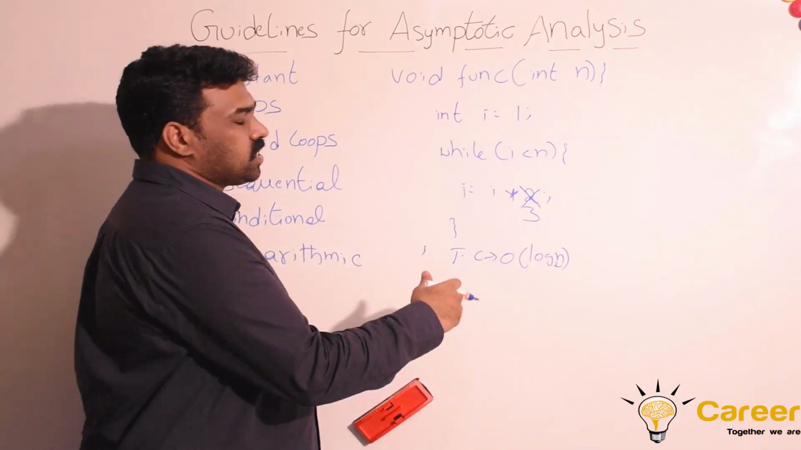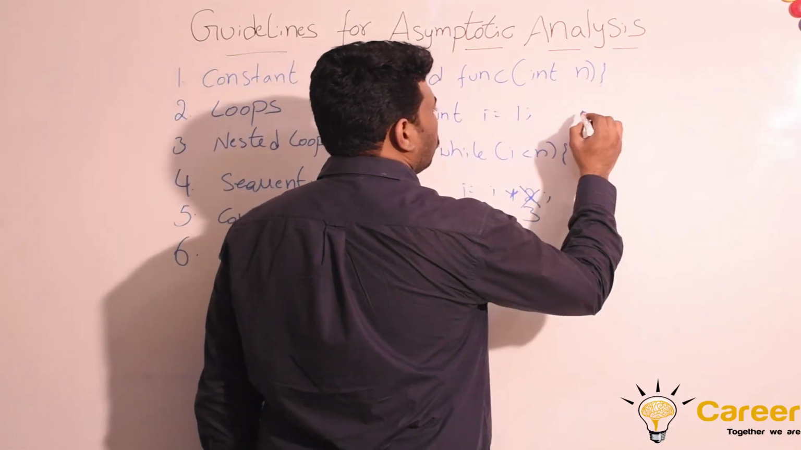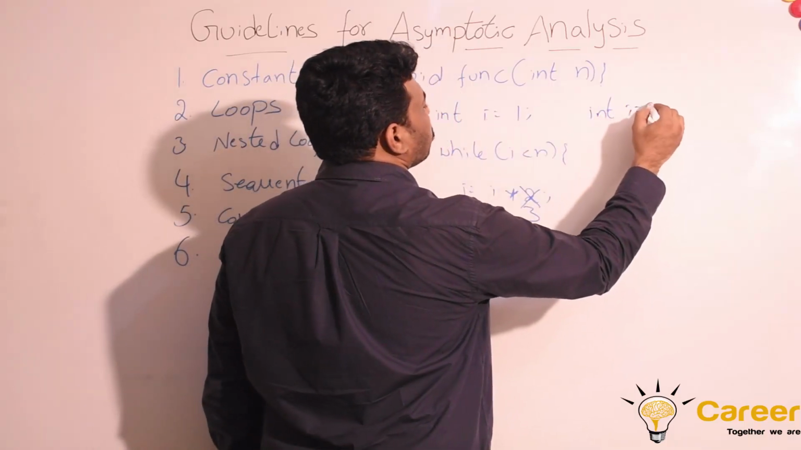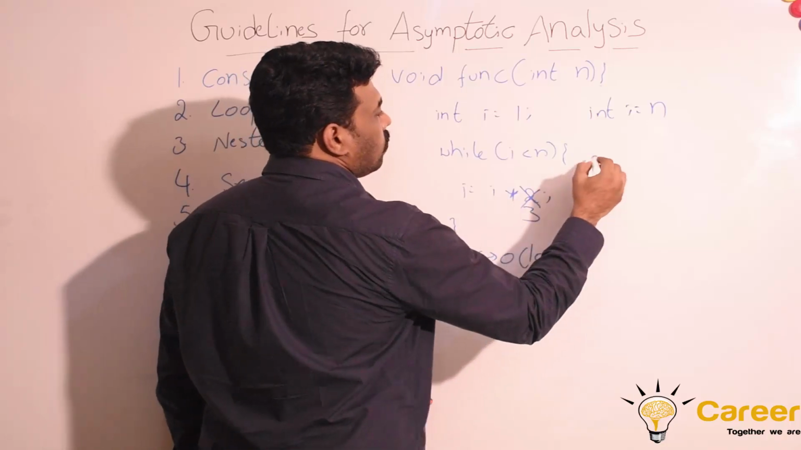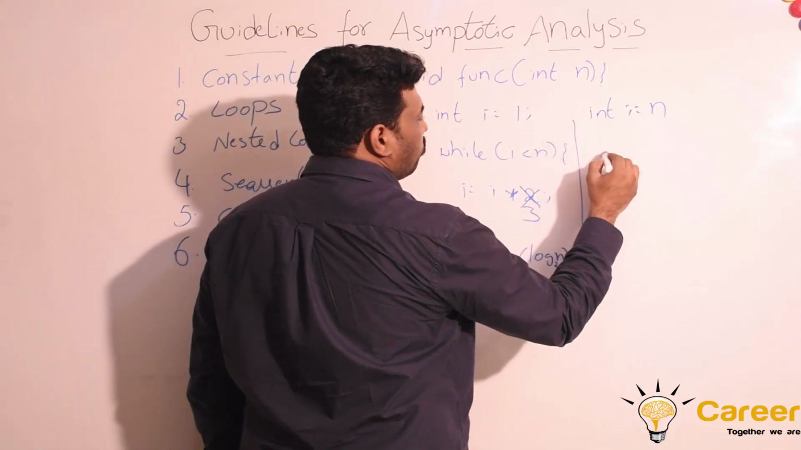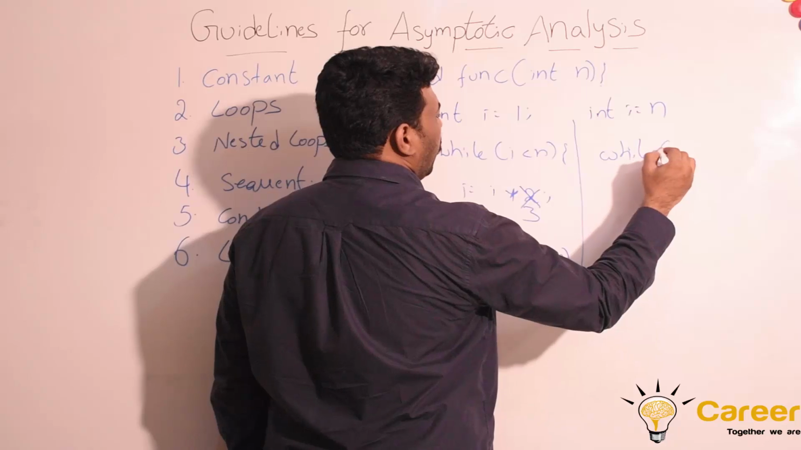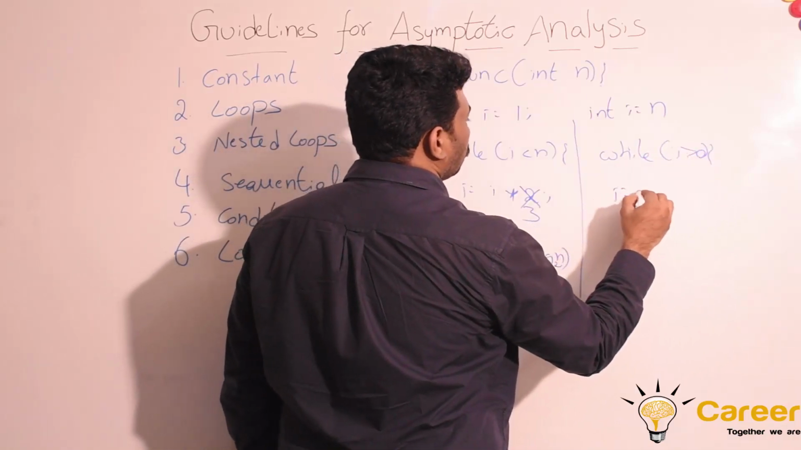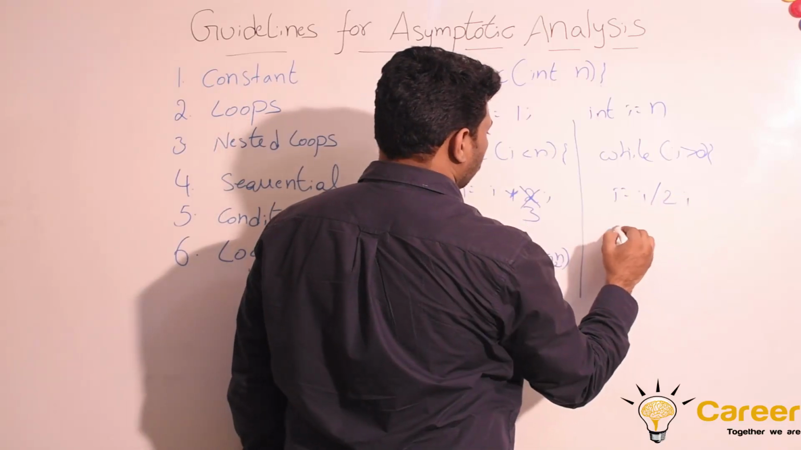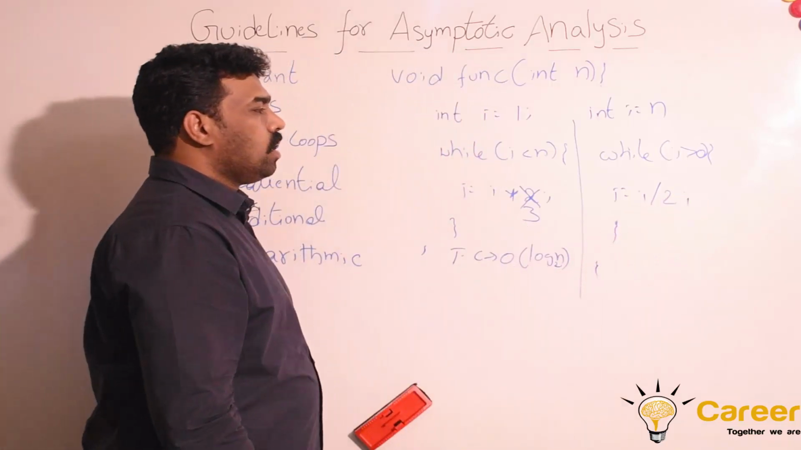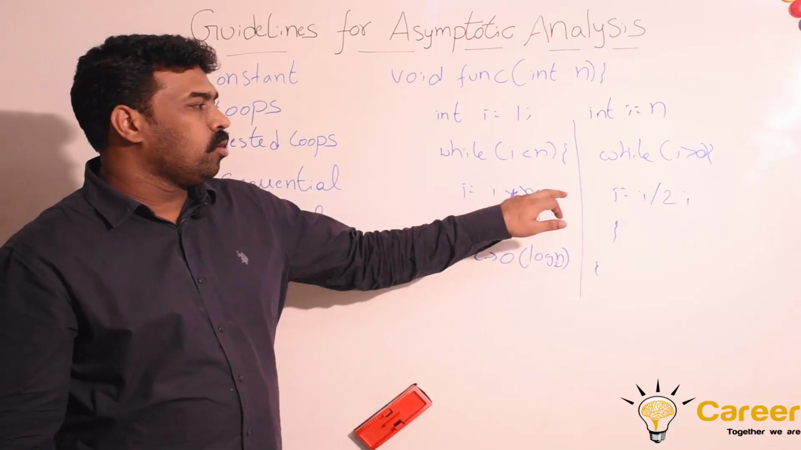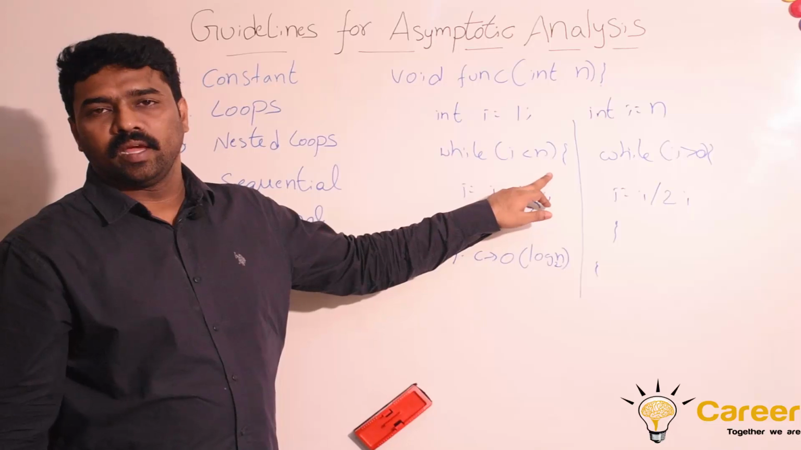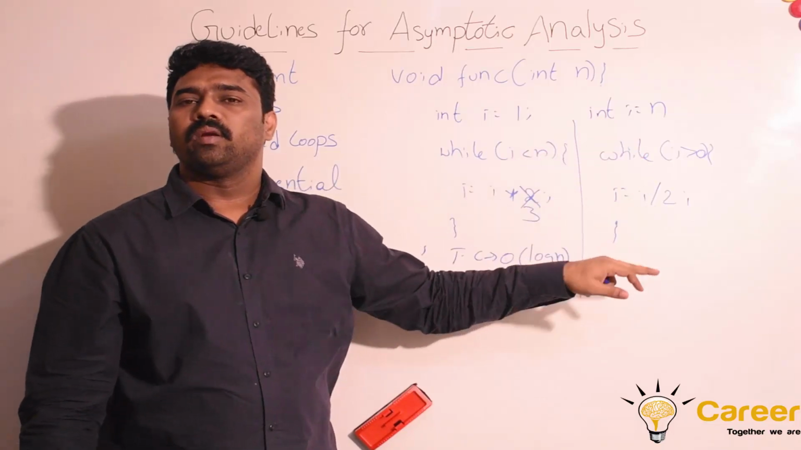Now let us consider a small variant of the same code. Instead of starting at 1, we'll be starting at n. Similar code: while I greater than 0, I is equal to I by 2. The number of iterations of this while loop and the previous while loop are exactly the same. Here we are starting at 1, we are going till n. Here we are starting at n, we are going till 0.